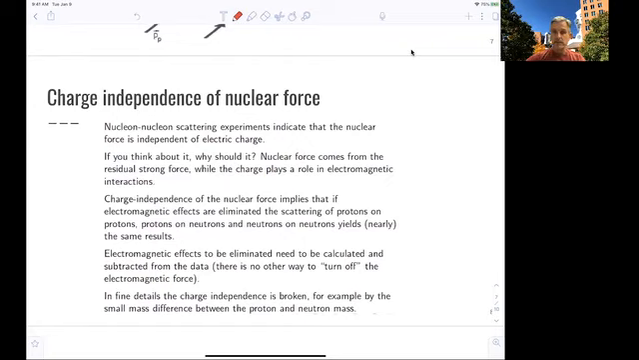The charge independence of the nuclear force implies that the electromagnetic effects are eliminated in the scattering. Meaning, when you measure aspects of the nuclear force, you have to be aware that there are electromagnetic interactions, and you have to try to get them out. That can be done by, for example, comparing scatterings of protons and protons, protons and neutrons, neutrons and neutrons. You do a comparison carefully and subtract out the electromagnetic effect, and you see that the force is indeed independent of the charge.